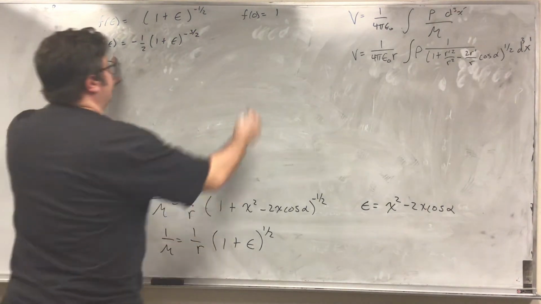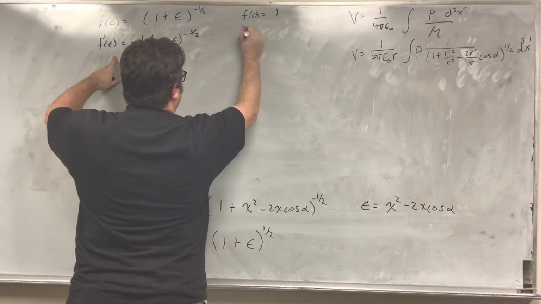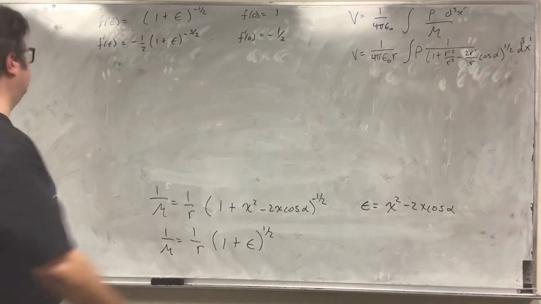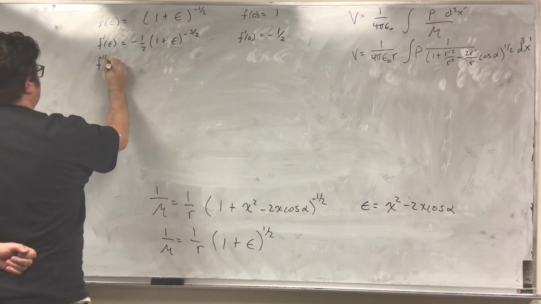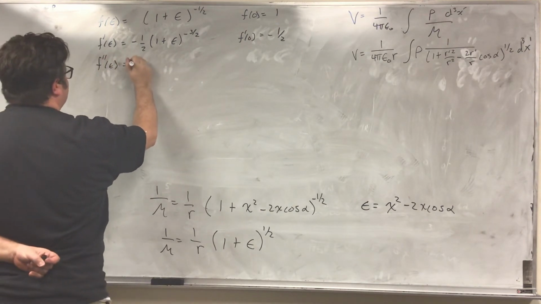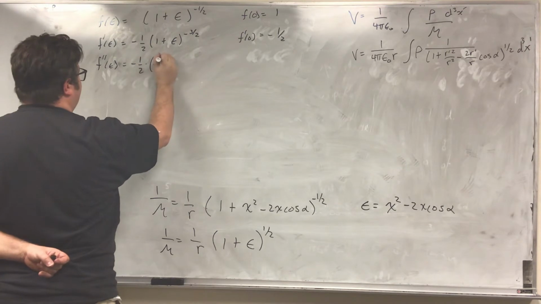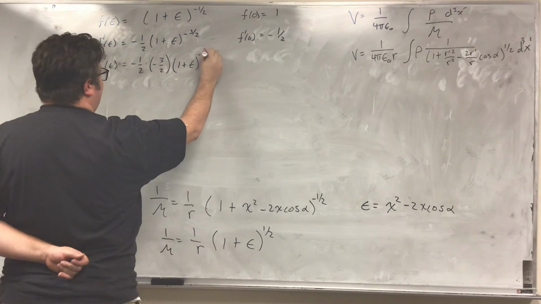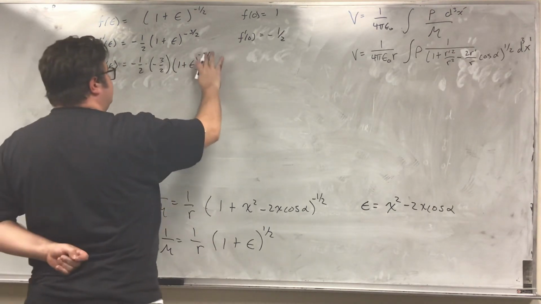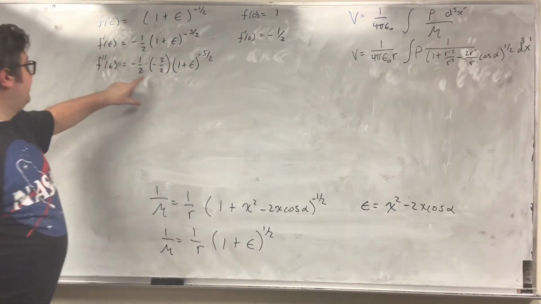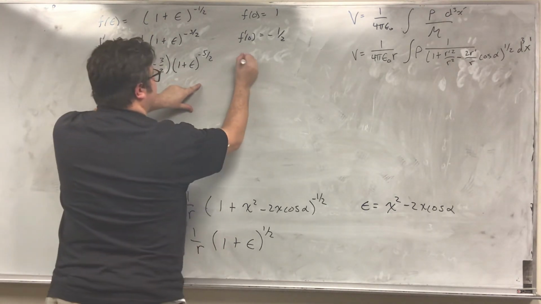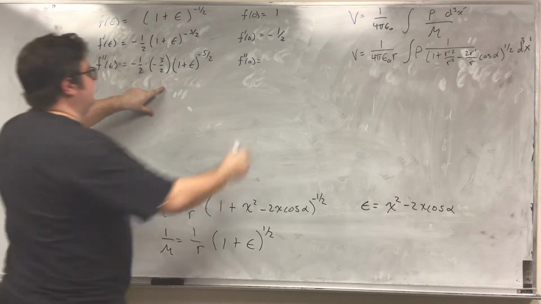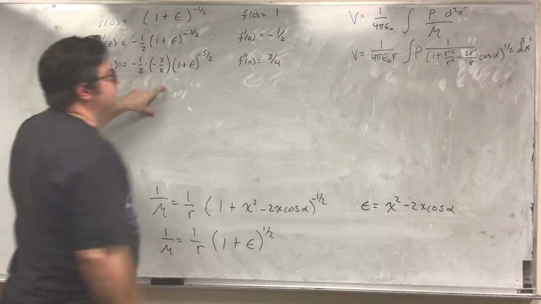I go ahead and plug in f prime of 0, and I get minus 1/2. I continue. F double prime of epsilon is minus 1/2 times minus 3/2, 1 plus epsilon to the minus 5/2 power, right? And so if I plug in 0 here, I'm going to get a positive 3/4.